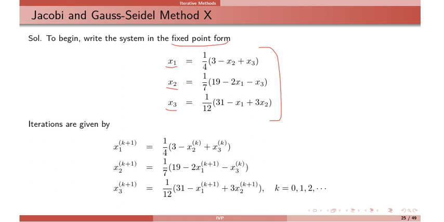Then put a label k plus 1 on the left-hand side. In the first equation, x2 and x3 have label k. Then x1 will go here in the second equation, new, with label k plus 1, x3 old, and in the third equation x1 will go here, new, and x2 also new, k plus 1, and k is just a label.